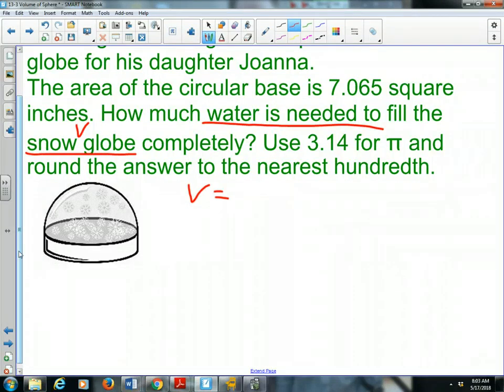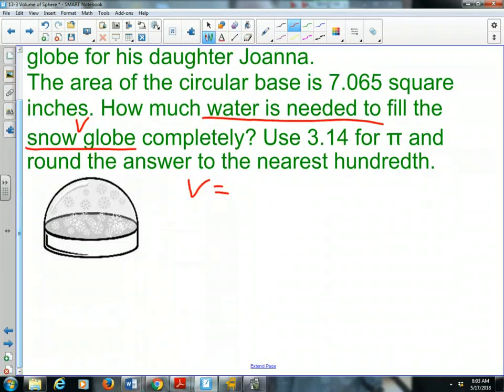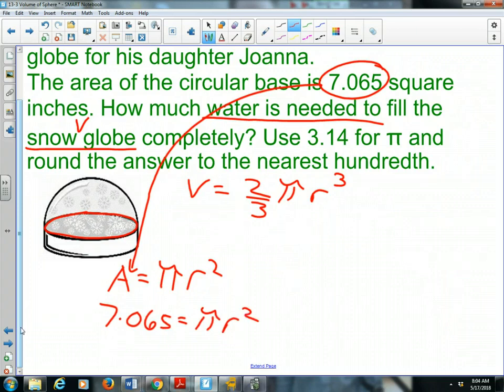So the volume of a hemisphere, this is a hemisphere. The volume of a hemisphere is 2/3 pi radius cubed. So I've got to find the radius, and the only thing I'm given is the area of the base. 7.065 square units is the area of that base. The area of a circle is pi r squared. So 7.065 is the area of the circle. So 7.065 equals pi r squared. It says use 3.14 for pi.